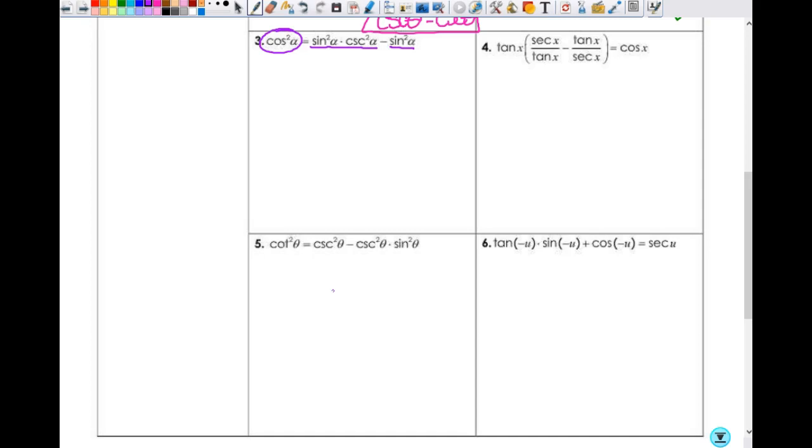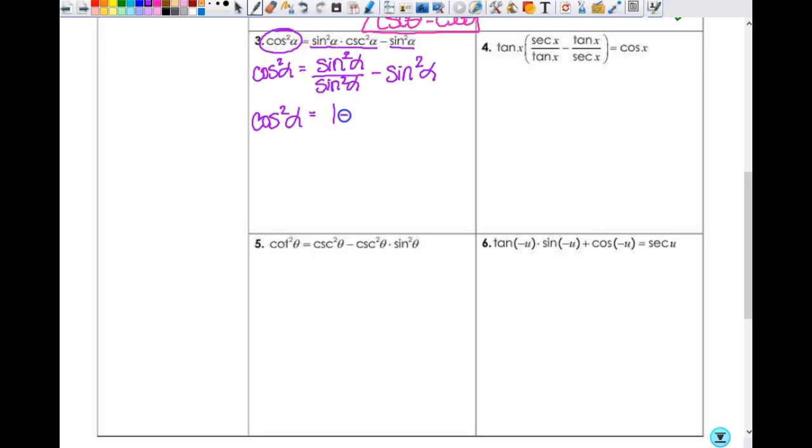All right, so I'm going to make this into cosine squared alpha equals, this would be sine squared alpha, and then cosecant is 1 over sine, so this would be over sine squared alpha minus sine squared alpha. Everybody with me? So left-hand side I rewrite again, that's just cosine squared alpha. Well, what's sine squared over sine squared? 1. Isn't this fraction just 1? You got the same thing in the numerator and the denominator?